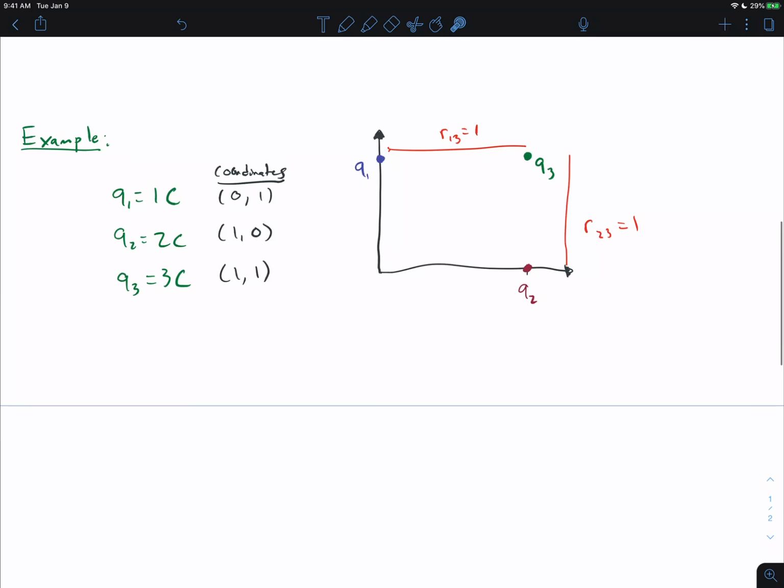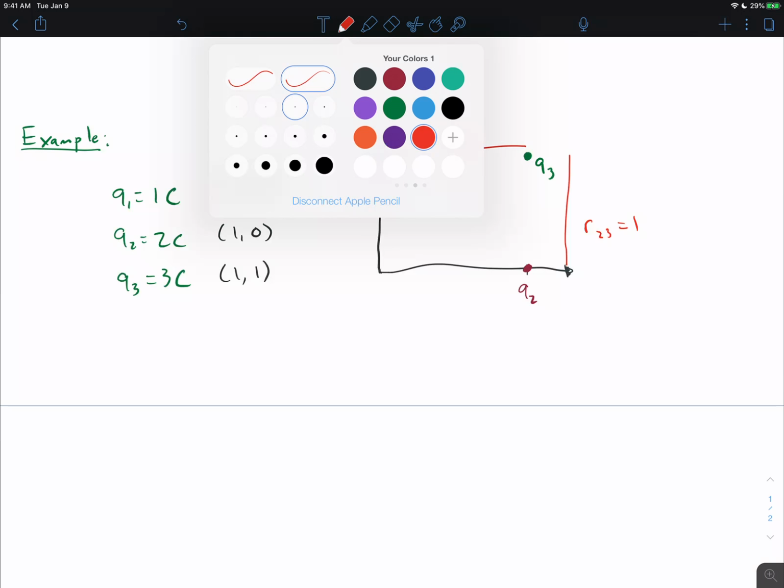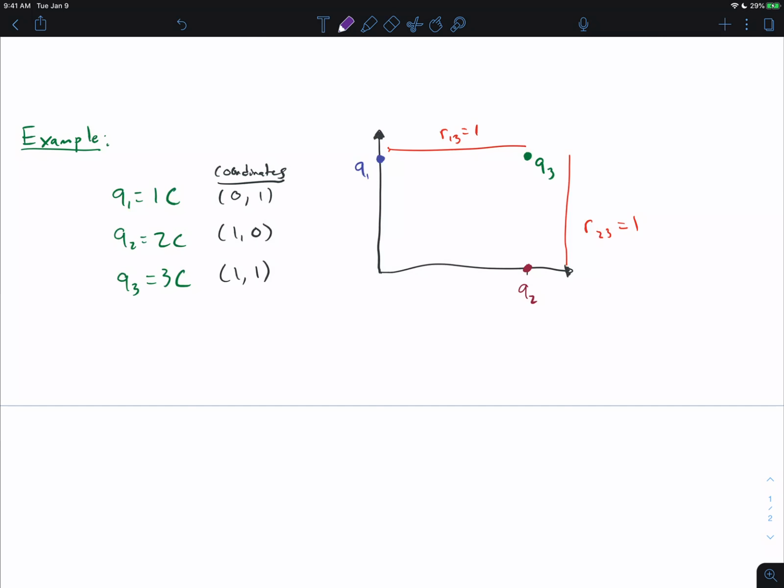So let's go ahead and say, I'm going to call this force F13 because it's between Q1 and Q3. This is equal to K, and we have Q1 is 1 coulomb, Q3 is 3 coulombs, and my R is 1, so it's going to be 1 squared. So I'm just going to put this as 3K. I'm going to leave K as K for now. So this is the force between these two.